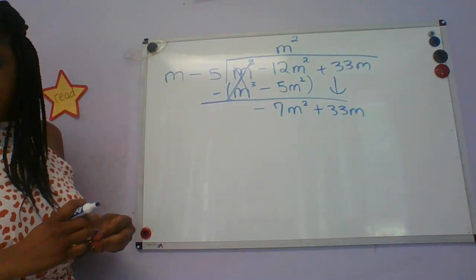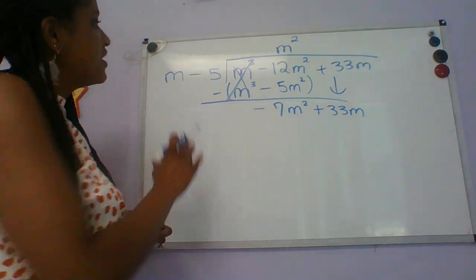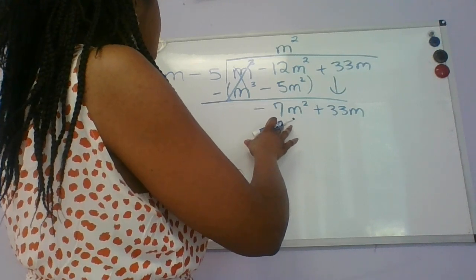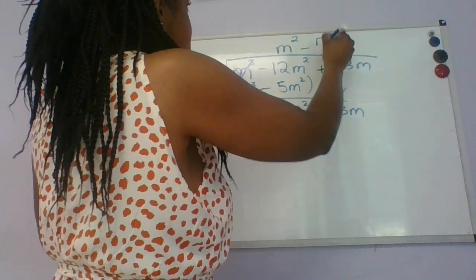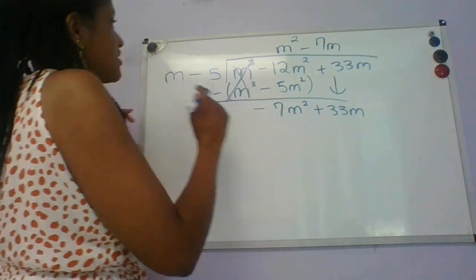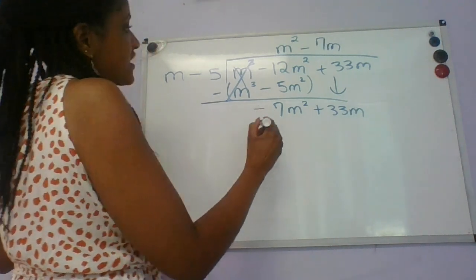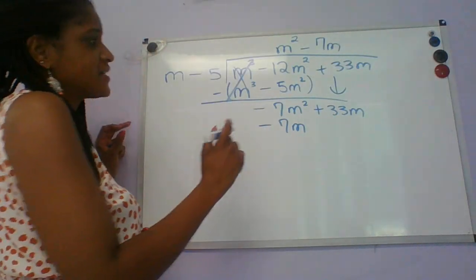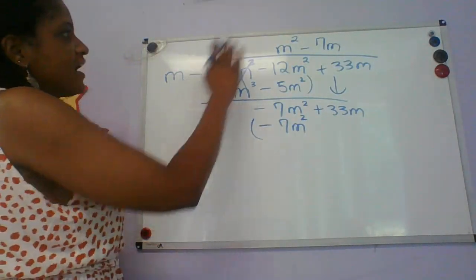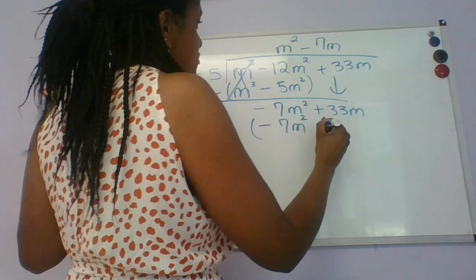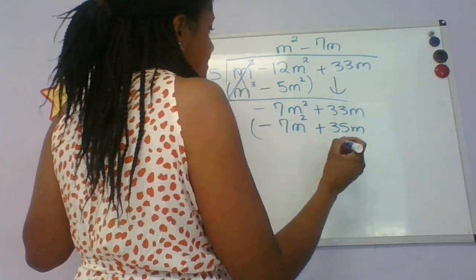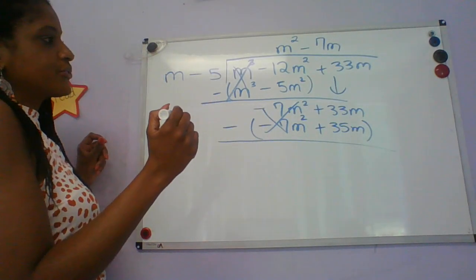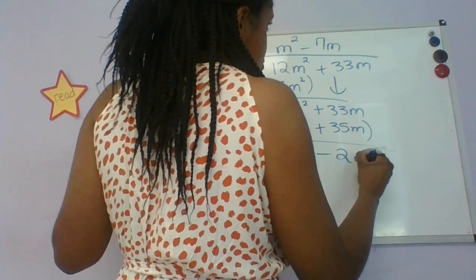All right. So now m goes into this negative 7m times, sorry. M times negative 7 is negative 7m squared. And negative 5 times negative 7 is positive 35m. And we're subtracting. These cancel. 33 minus 35m is negative 2m.